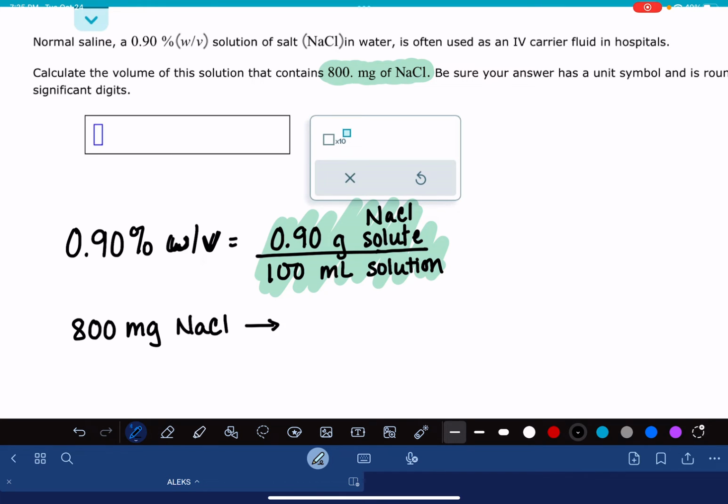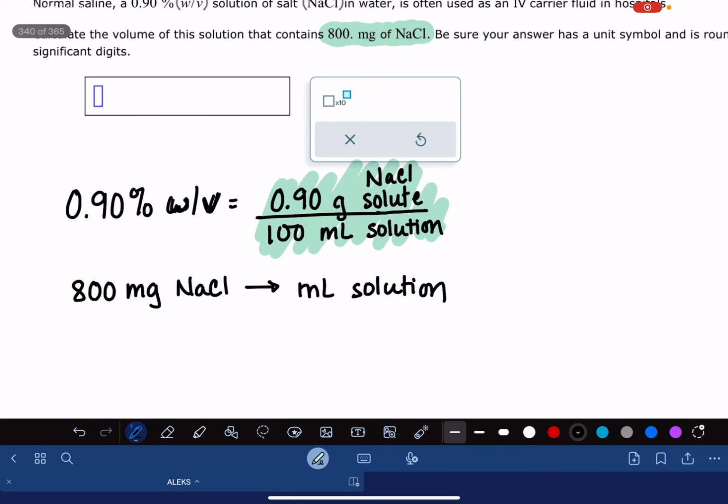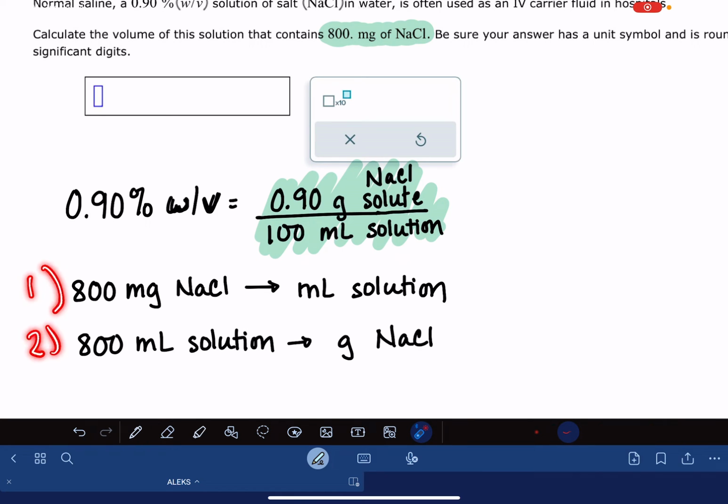And the next thing that we want to think about is, what is ALEKS asking us to figure out in this problem? For me, it wants me to figure out what the volume is. So the volume of the solution, to be even more specific, the milliliters of the solution. So I am starting with a mass of NaCl, and I'm being asked to convert it into milliliters of solution. You could be looking at a problem in the other direction. Maybe your problem is telling you a particular volume of a solution, and it's asking you to calculate how many grams of a solute might be present. These are the two different variations of the problem.